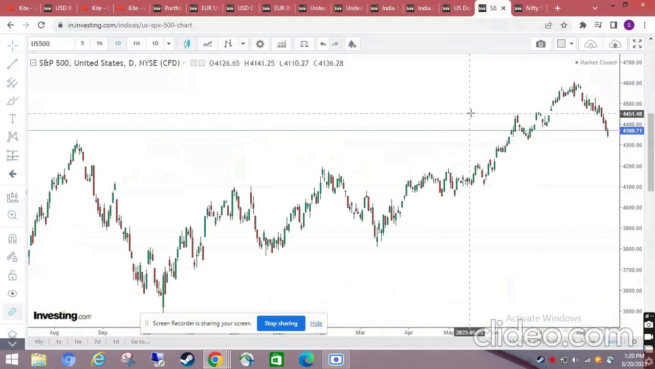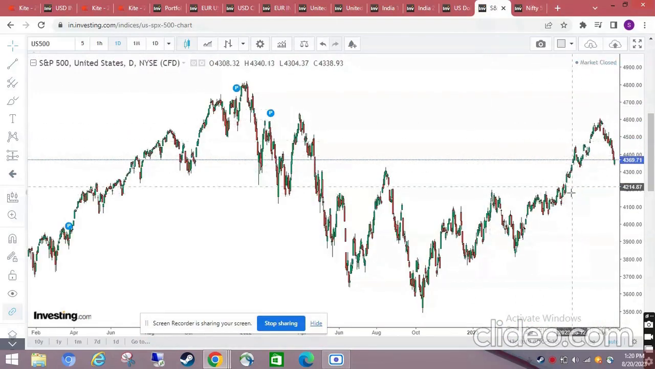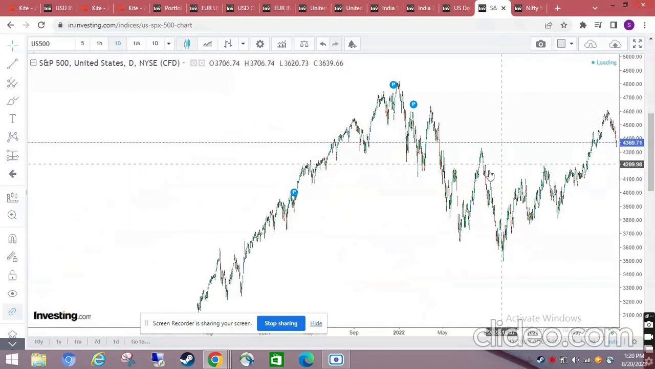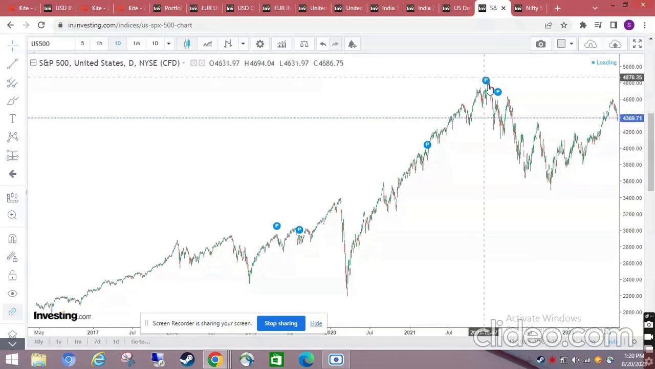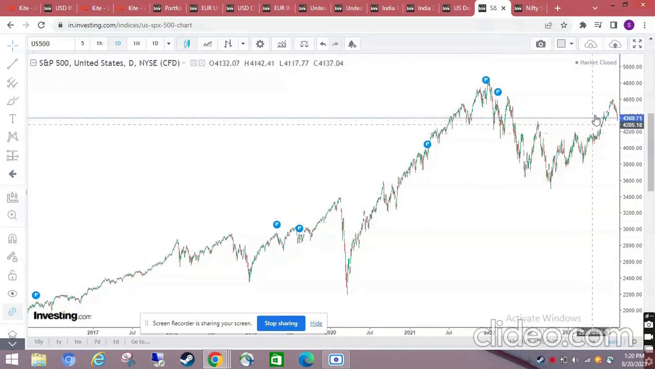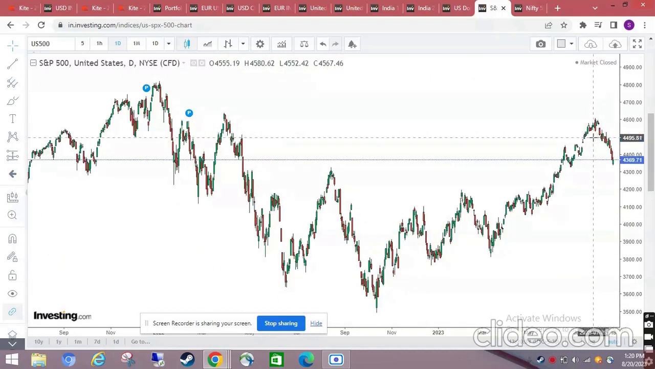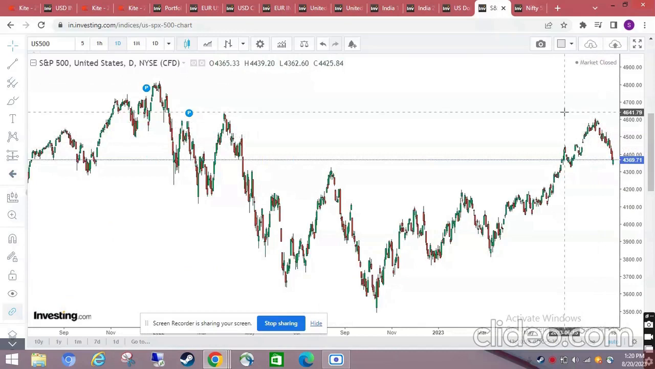Next we'll look at the S&P 500. Again the same thing. It tried to break out of this level, then it has again come down. Overall, I think it is okay, because if you see here, this is an up move, then it has corrected quite a bit, then again an up move. So this is just a correction. The market is still in an uptrend.